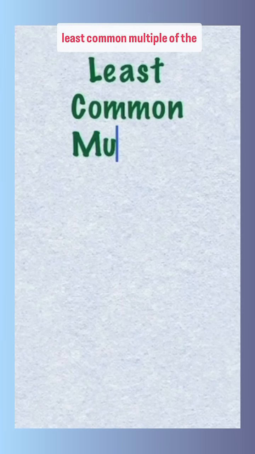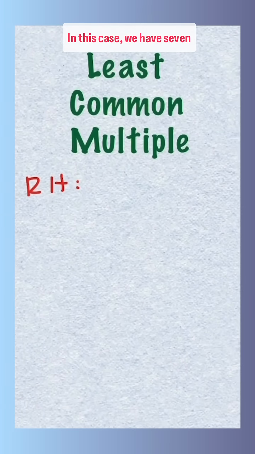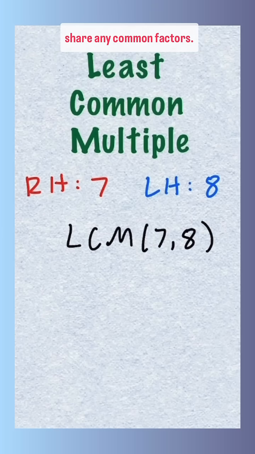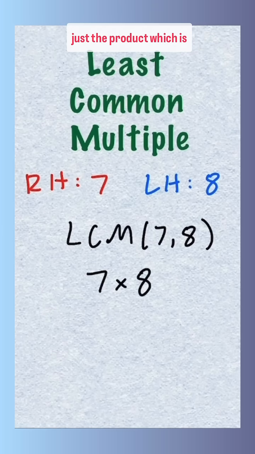One good way is to use the least common multiple of the rhythms. In this case, we have 7 notes in the right hand and 8 notes in the left hand, so we can use the least common multiple of 7 and 8. Since 7 and 8 don't share any common factors, the least common multiple is just the product, which is 56.